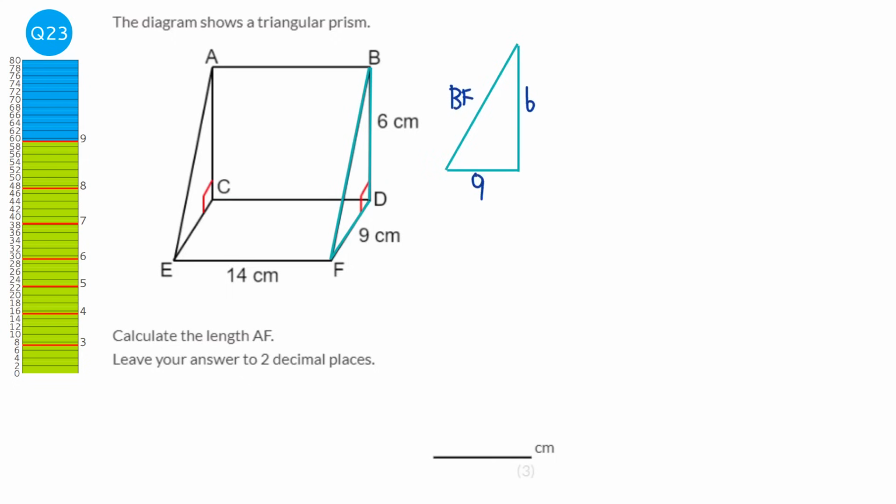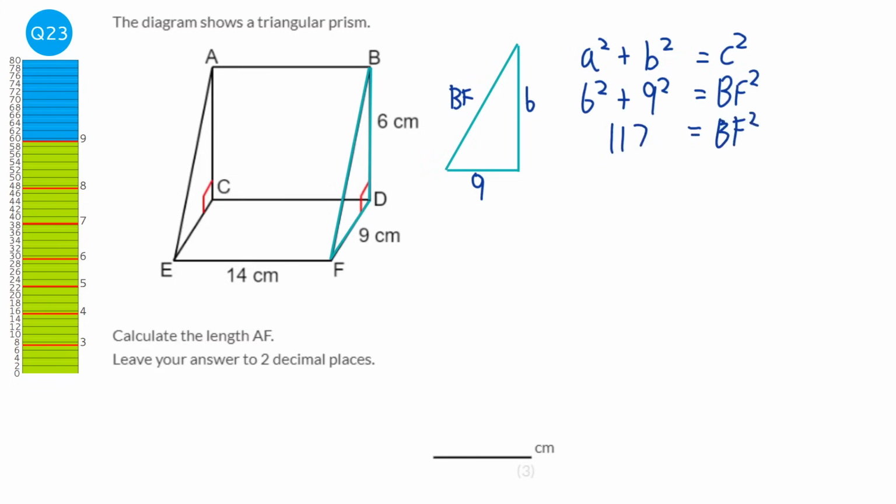And BF is this length here, this is 6, and then this is 9. So we're going to use Pythagoras, so it will be a squared plus b squared equals c squared, so it would be 6 squared plus 9 squared equals BF squared. 6 squared plus 9 squared is 117, and then we just get our solving bit in, just square root both sides. And I can leave this as square root 117 for now.